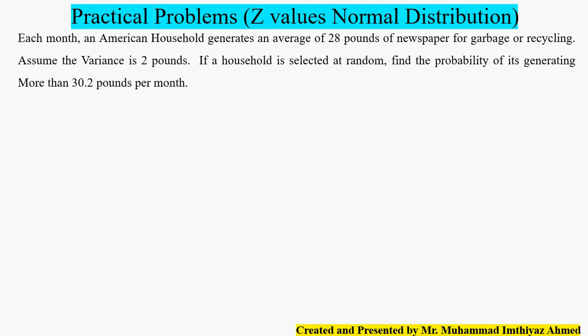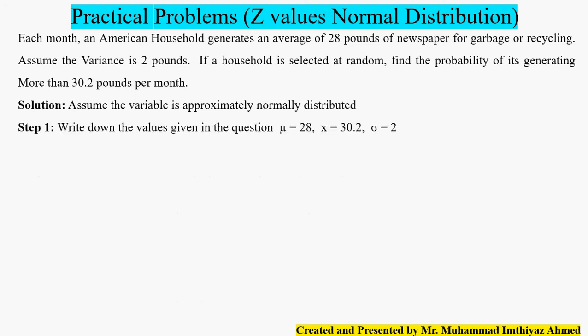Each month, an American household generates an average of 28 pounds of newspaper for garbage or recycling. Assume the variance is 2 pounds. If a household is selected at random, find the probability of its generating more than 30.2 pounds per month. Now we need to assume the variable is approximately normally distributed.